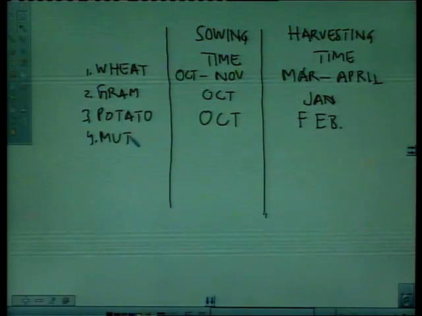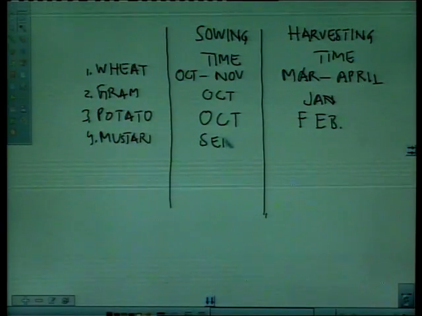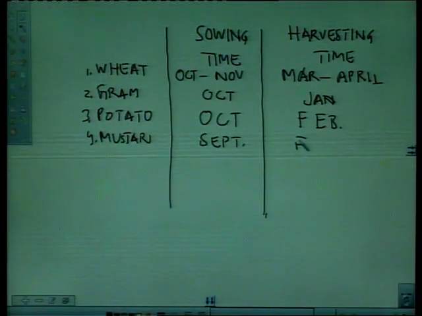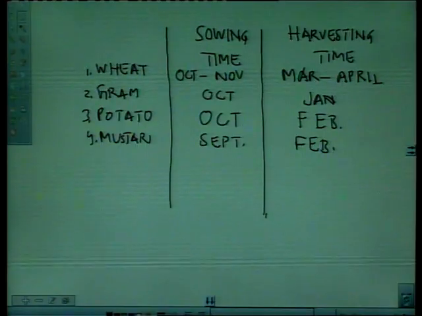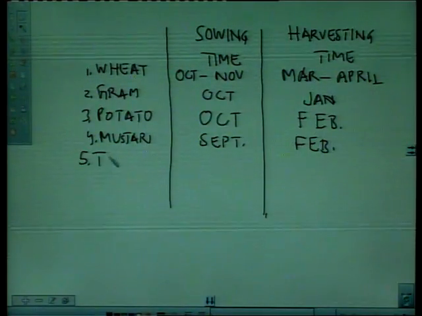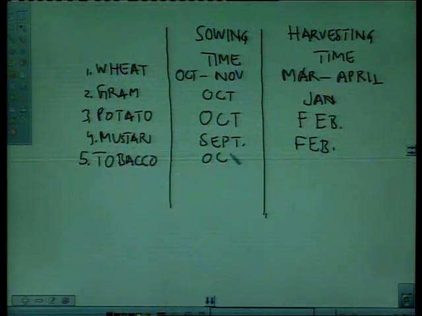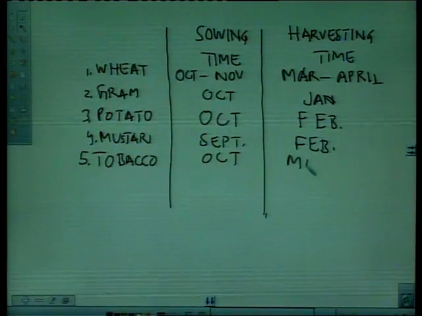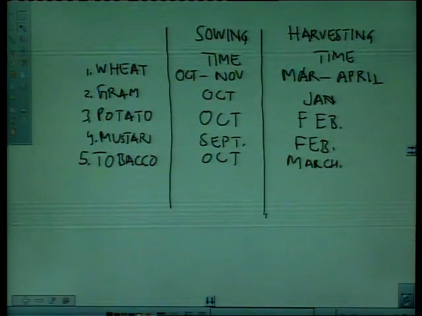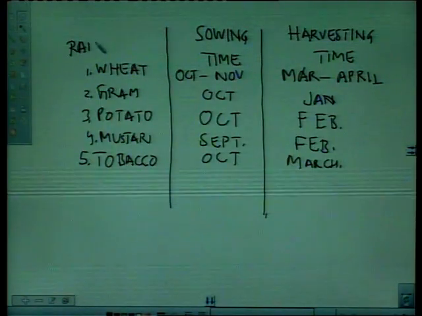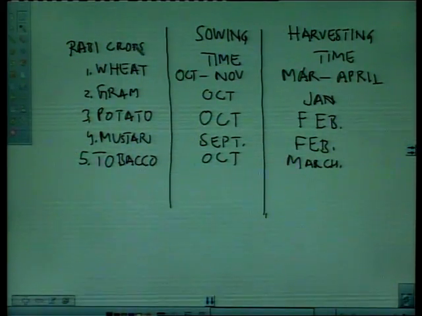Mustard: September sowing, and harvesting time is February. Tobacco: sowing time October and harvesting time is March. These are all Rabi crops. Then we have kharif crops.